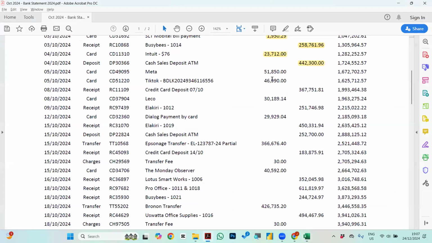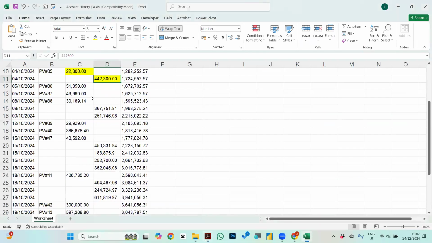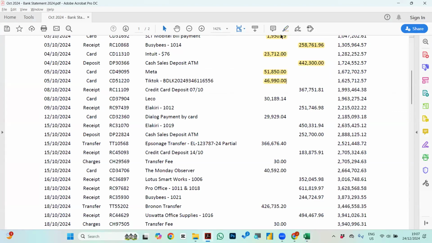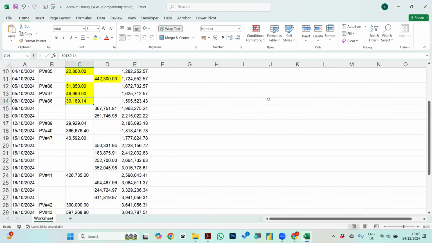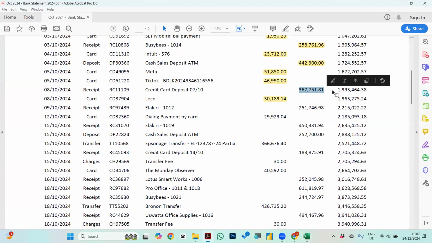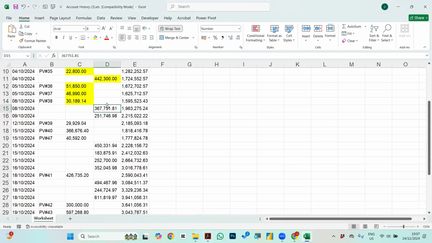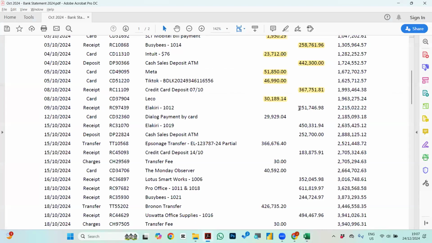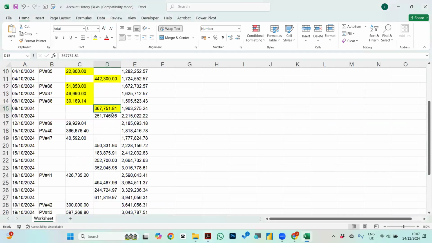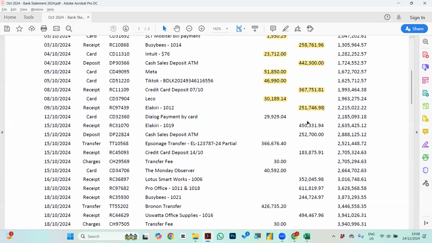And then we have 51,850. That's there. I'm going to highlight this one as well. 46,990, I'm going to highlight. 30,189.14. 367,751.81. 251,746.98.